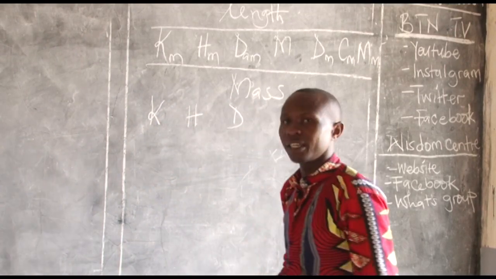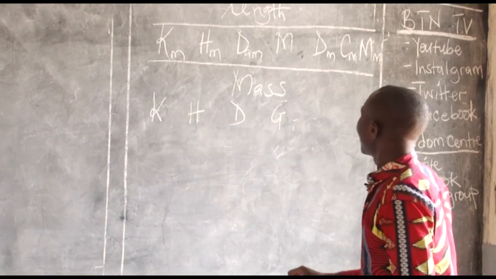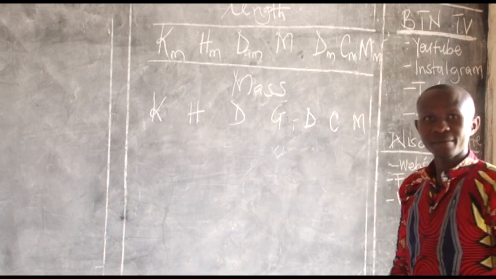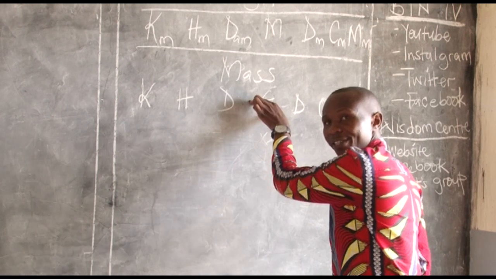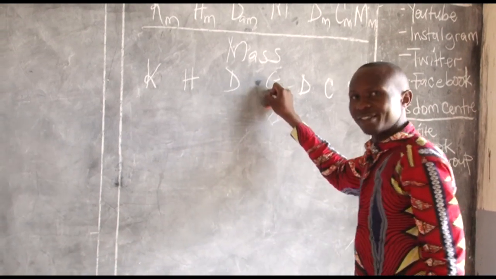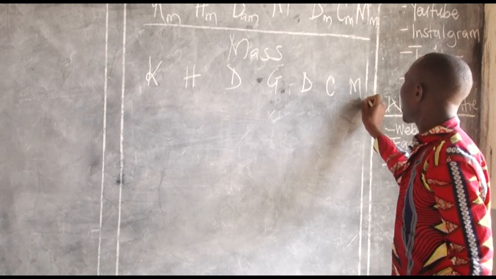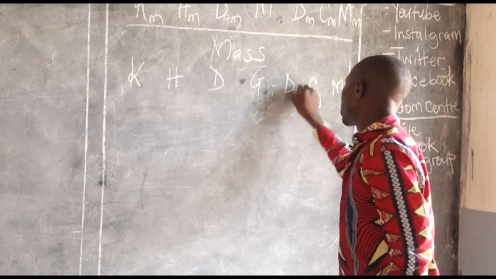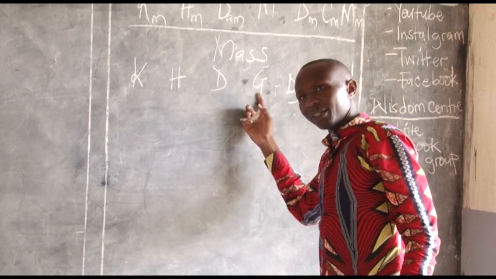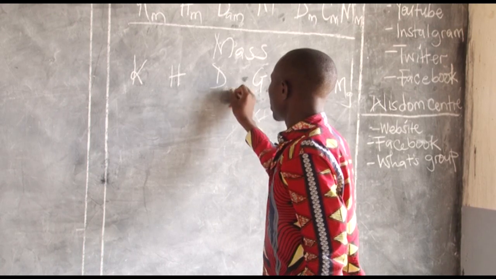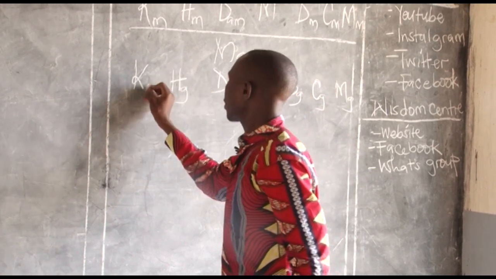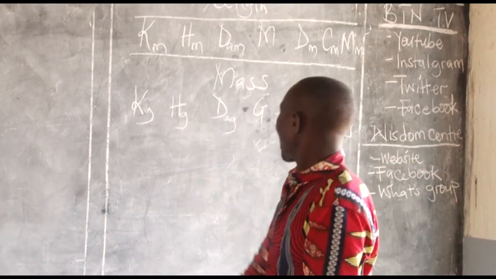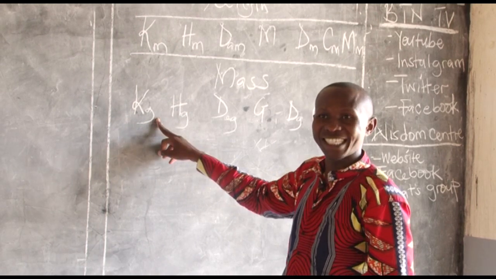daughter Grace drank cold milk. This Grace here is standing for grams. So I'll add G there, I don't add G on G. I'll add A, G, and G, and G. Whereby, when I get G, simply it means kilogram.